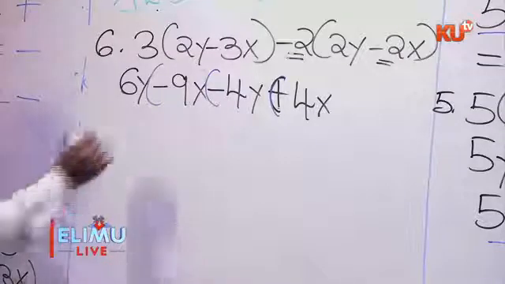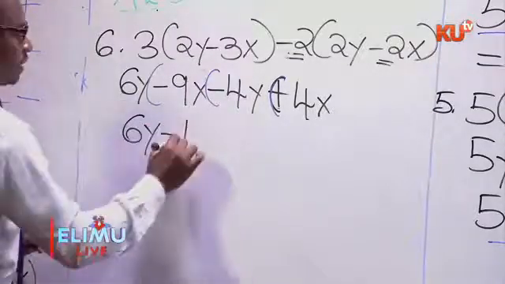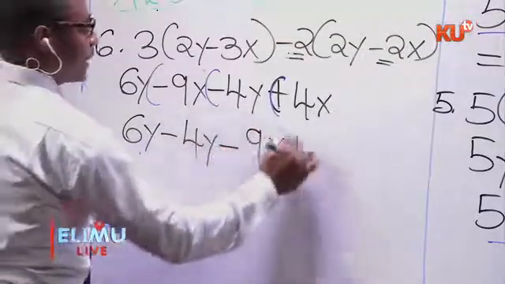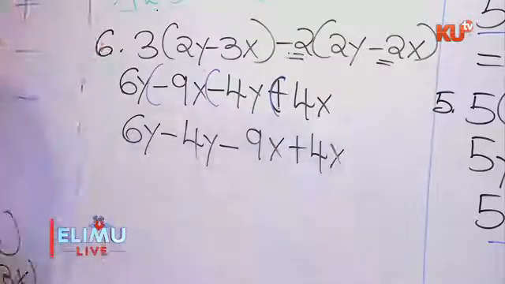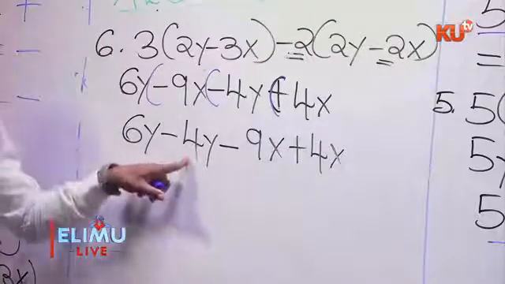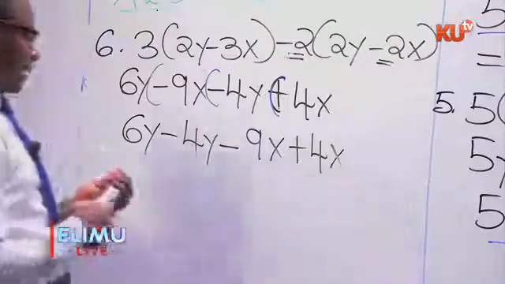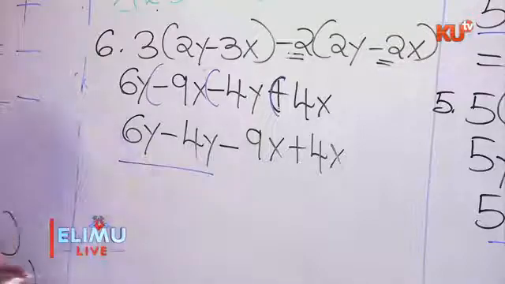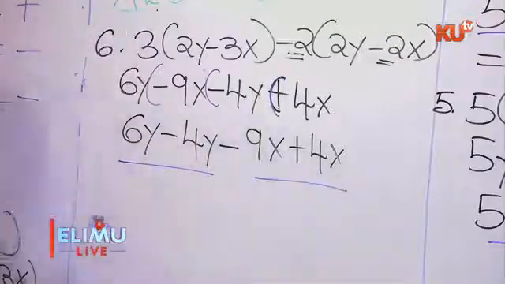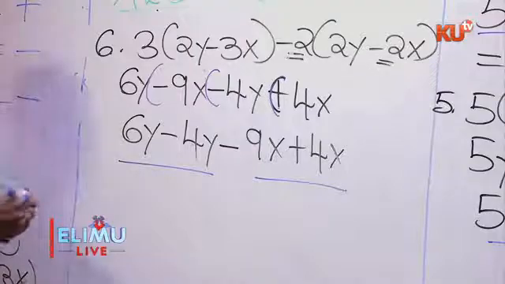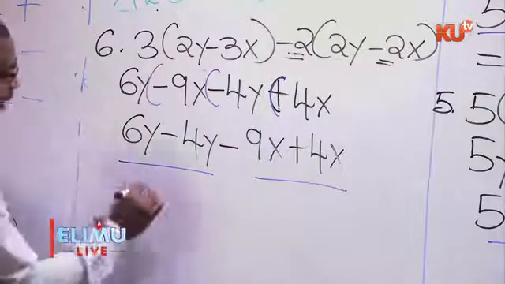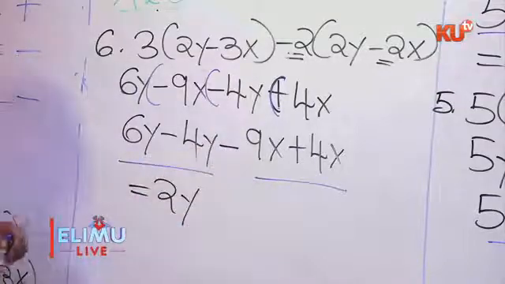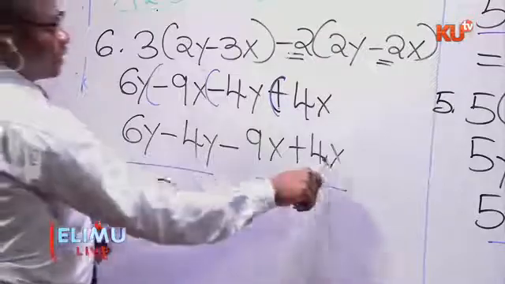We collect the like terms. This is 6y minus 4y, minus 9x plus 4x. So we have 6y minus 4y minus 9x plus 4x. So we collect the like terms. This is 6y minus 4y, and 9x plus 4x. So when we solve 6y minus 4y, that is 2y. Then this is minus 9x plus 4x. Remember, this sign is very important.